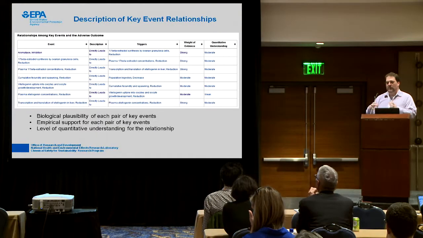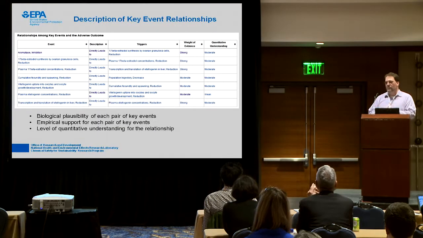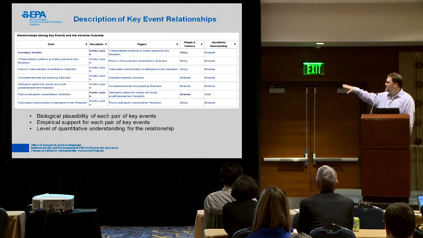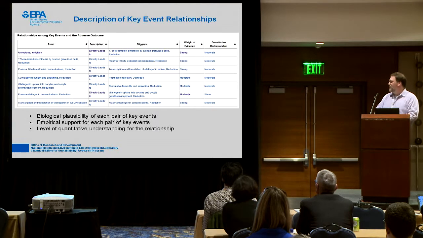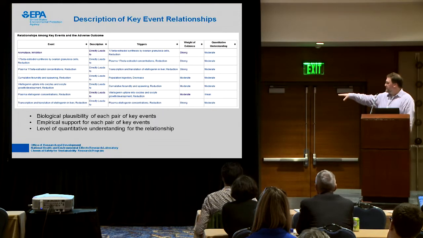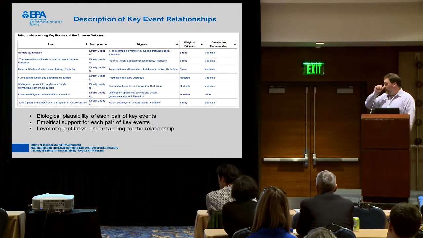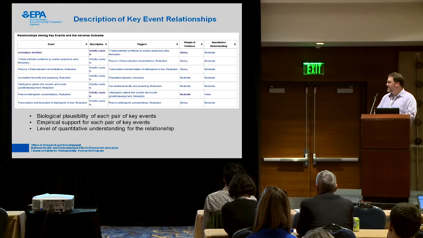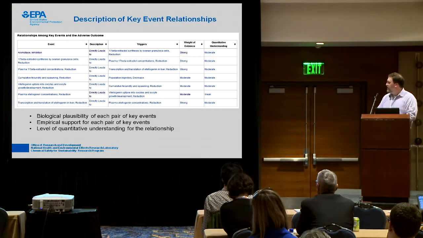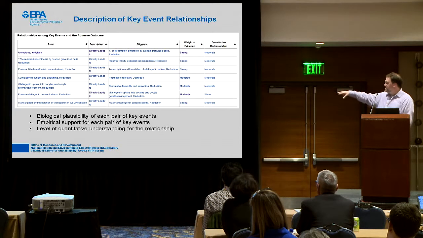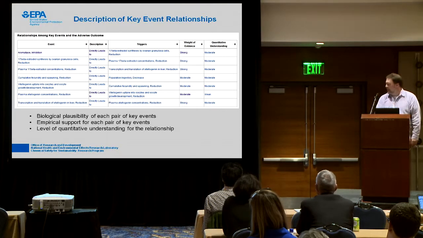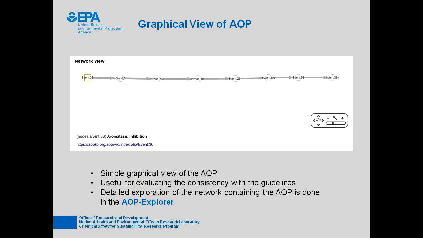Once you have that information tabulated, the OECD handbook provides some criteria for what you would then put in that weight of evidence column, as far as strong, moderate, or weak. There's also on the key event relationship page a textual description about the quantitative understanding of the relationship. And again, there's criteria for what you would then rate that based on the level of information.